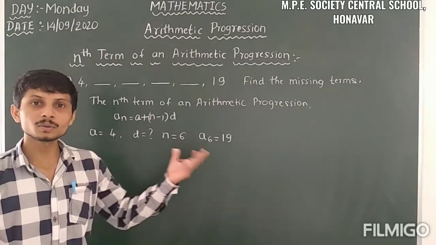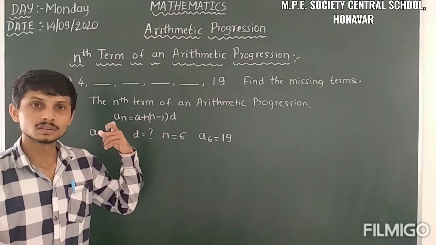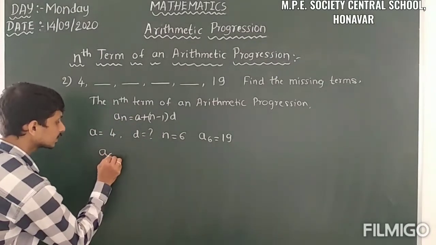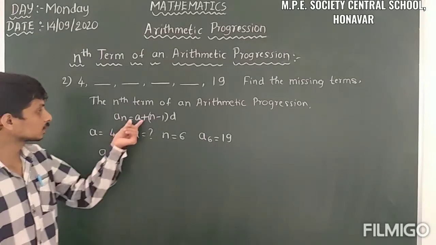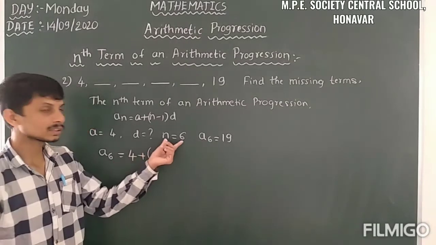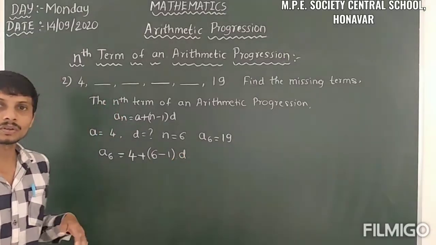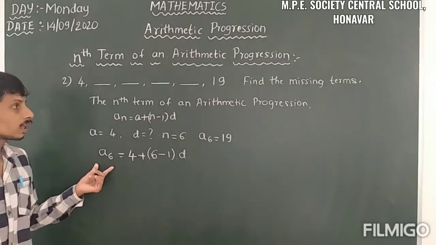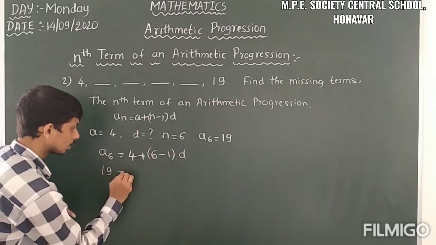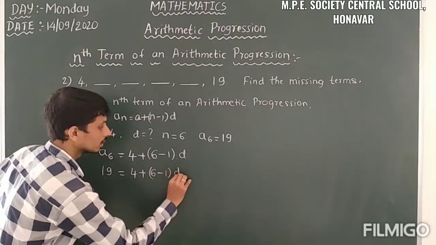Then we have to insert all the values of a, n and an. So a6 is equal to, in the place of a we write 4, so 4 plus, in the place of n we write 6 minus 1 into d. We don't know d, so we have to find that. So a6 is 19: 19 is equal to 4 plus 6 minus 1 into d.